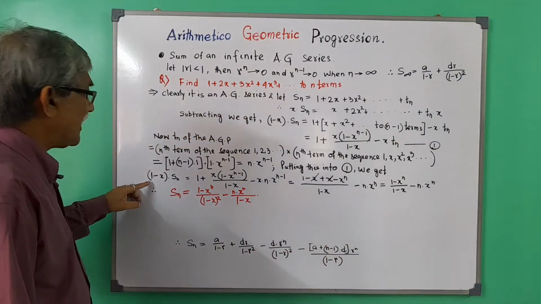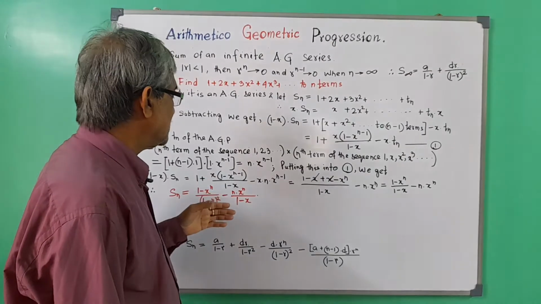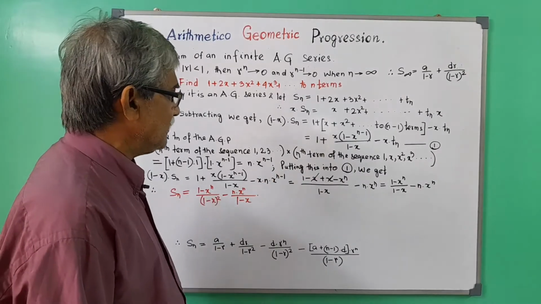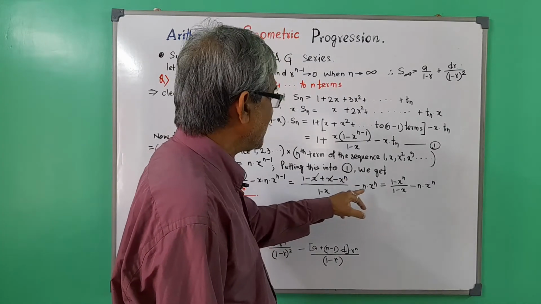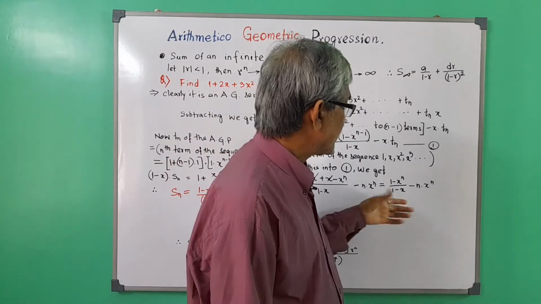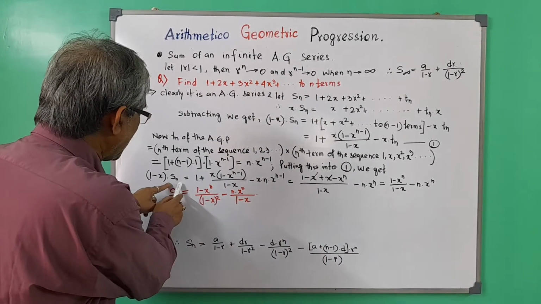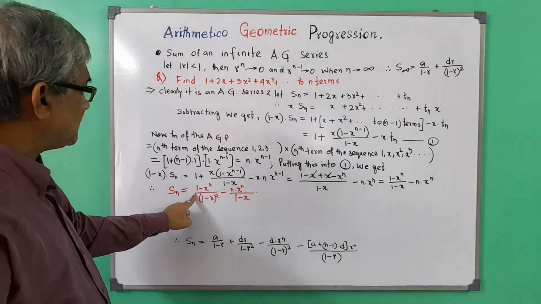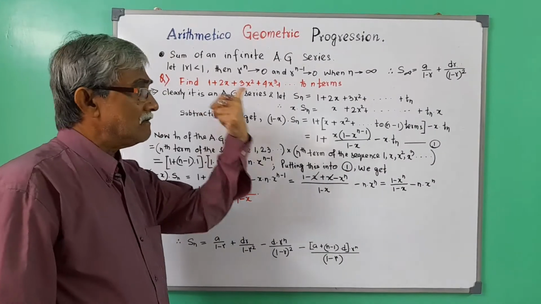Now we will put this value into equation number 1. Then you will get that 1 minus x whole into Sn is equal to 1 plus x into 1 minus x to the power n minus 1 by 1 minus x, and the last term being x into n into x to the power n minus 1. Simplifying, you will get 1 minus x plus x minus x to the power n by 1 minus x, minus n into x to the power n. So 1 minus x into Sn equals this. Therefore Sn, dividing the right hand side by 1 minus x, becomes 1 minus x to the power n upon 1 minus x square, minus n into x to the power n divided by 1 minus x.